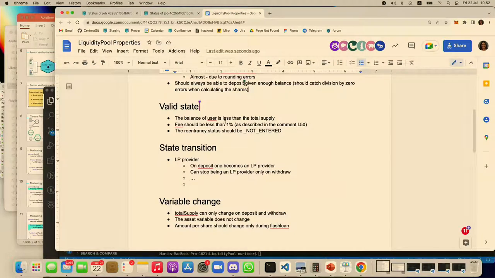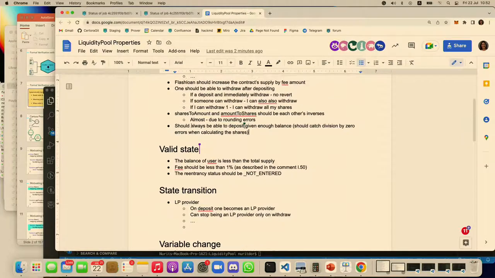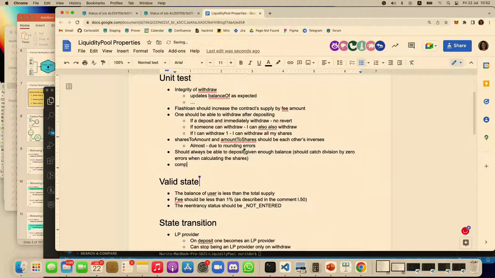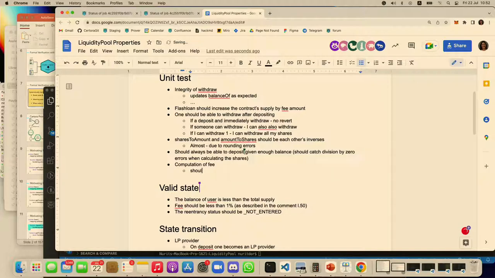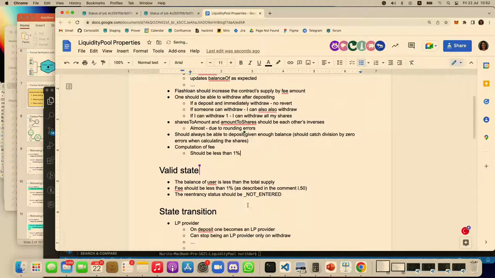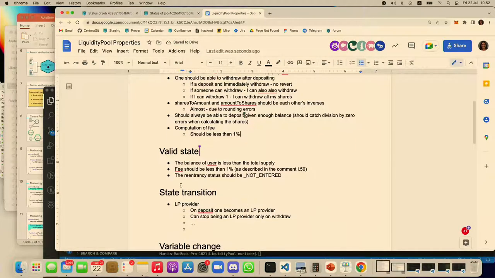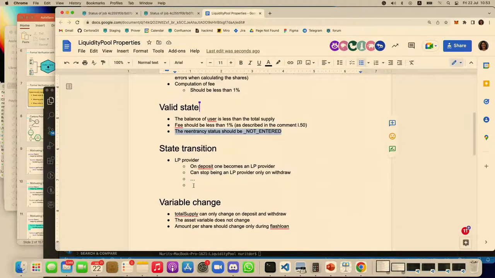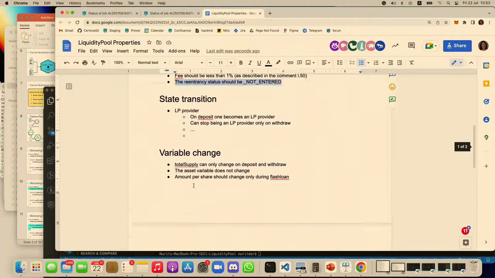Valid state: fee should be less than 1%. Okay, so I would first of all add to the unit test something about computation of the fee, right? And should be less than 1%. The reentrancy status, this is nice. What else about the, let's go over and then maybe I will add a few more. Okay.